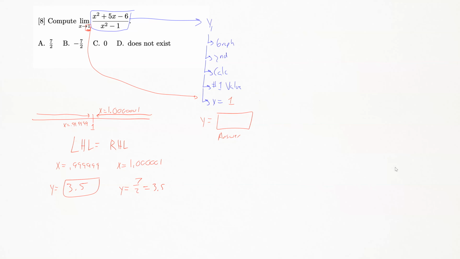So my left-hand limit was 3.5, my right-hand limit was 3.5. Those two things were equal to each other, so that's going to tell me that my overall limit up here is also 3.5. And I already did the math in the calculator to show that 7/2 is the same as 3.5, so our answer would be A in this situation.